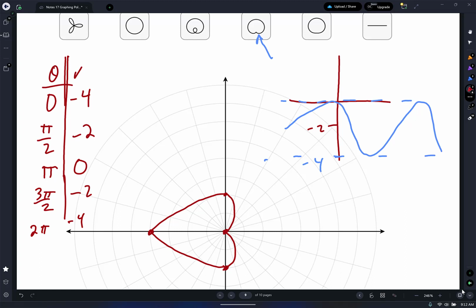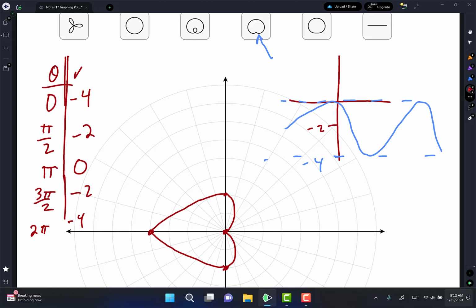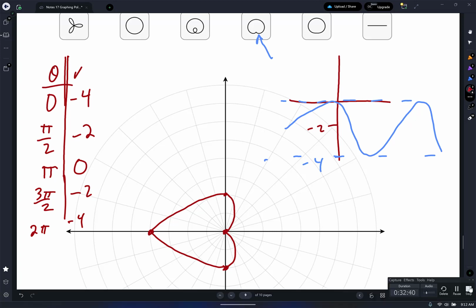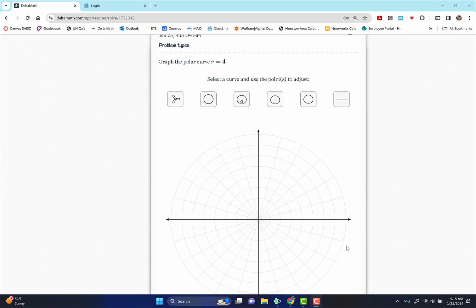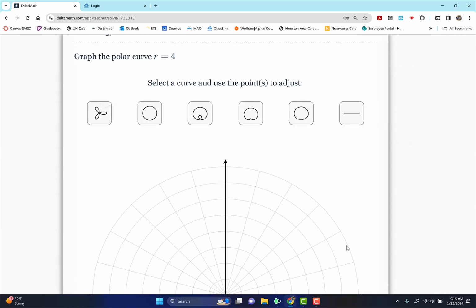What do you guys think? Okay. Let's do some together, and let's see if we can figure it out. All right, guys, focus. Don't worry. I'm going to let you guys loose real quick.